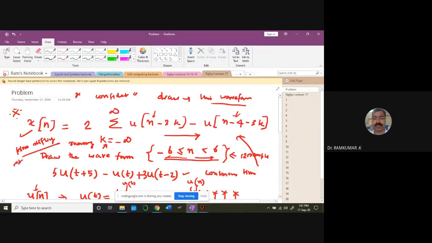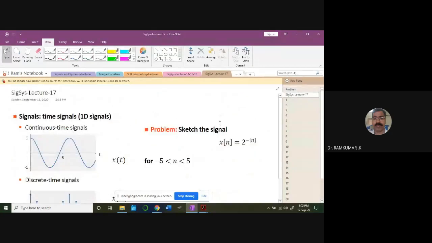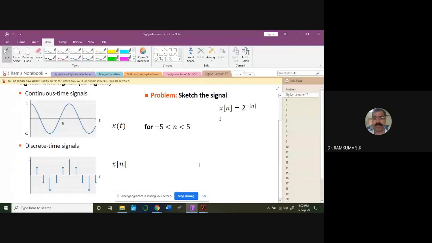Step signal, you should know. What is a discrete time step signal? Okay, do it and submit it. Next class, you tell me what kind of waveform you are ending up with. Okay, now this is what in fact. Can you draw this waveform?